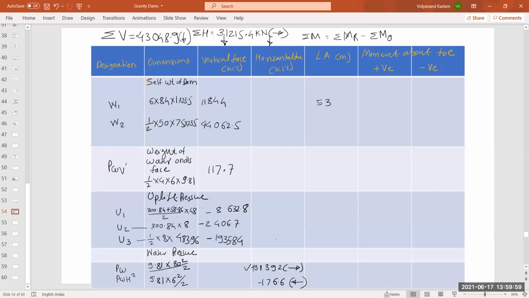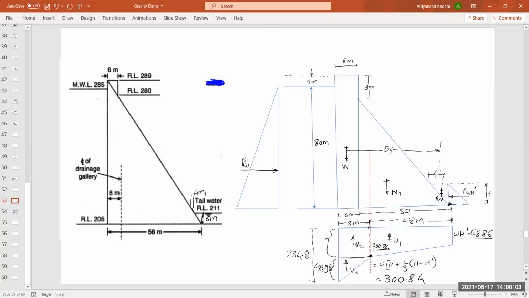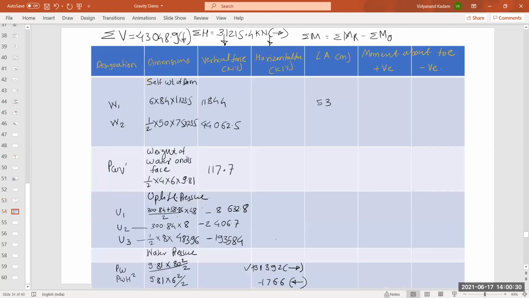Then what is for W2? Again see the figure. Where is W2? So for W2 we have to take its distance from toe as 2/3 of the base. Okay, it is 2/3 of the base. So calculate this distance and tell me the value. 2/3 of base of triangle. Yes, what is this value? Distance of W2 from toe. 2/3 of base. Base width is 50 meter. 2/3 of 50. So what is that value? It is 33.33. Correct.